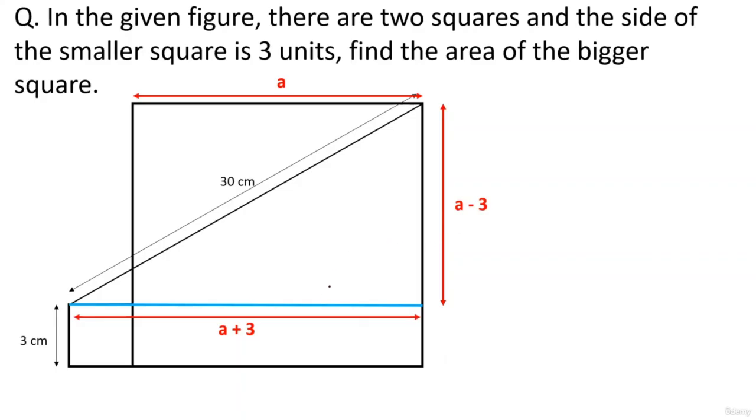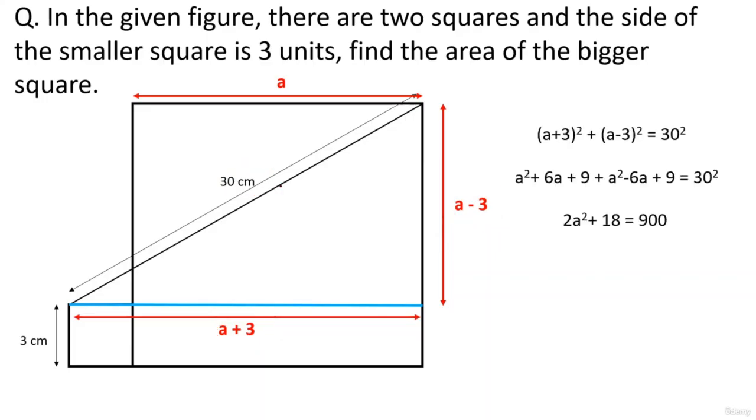Now, guys, I have a right angle triangle having sides a minus 3, a plus 3, and 30. Apply the Pythagoras theorem. You have the value of a square within seconds, right? A square is 440.